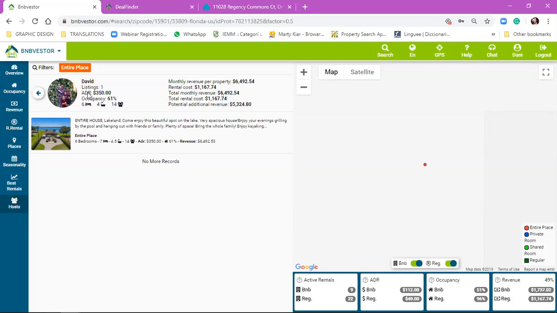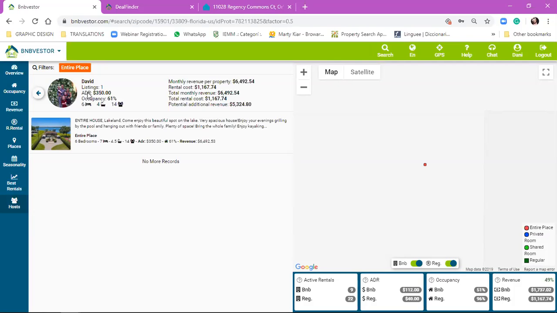So this one has a high ADR. So this place has to be freaking stunning. I mean, it must be incredible. You can see that it has an occupancy rate of 61%. He only has one listing though. He has 6 beds, 4 baths, and up to 14 guests.